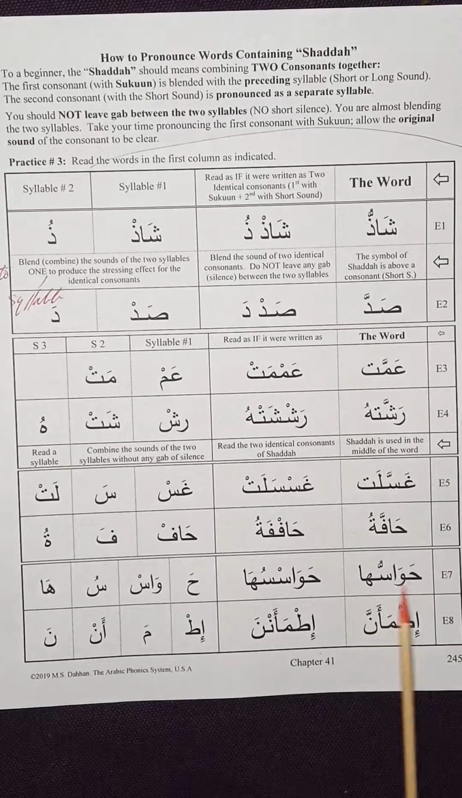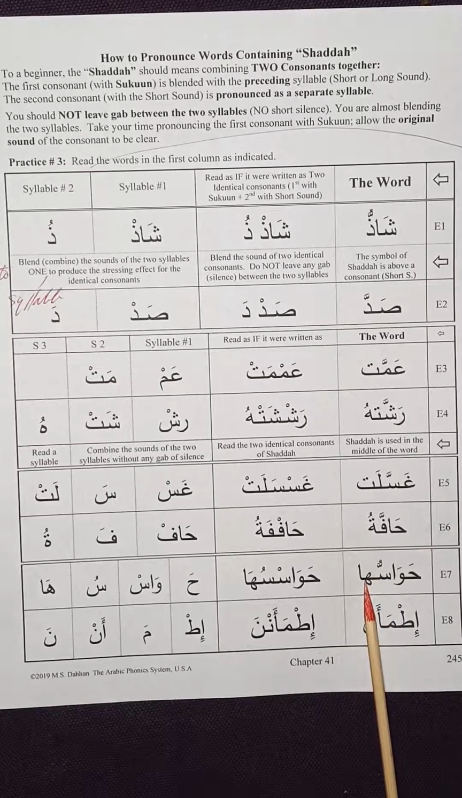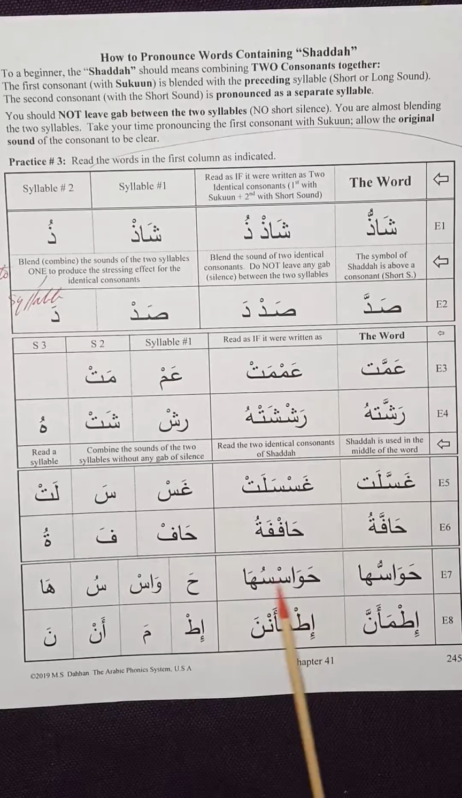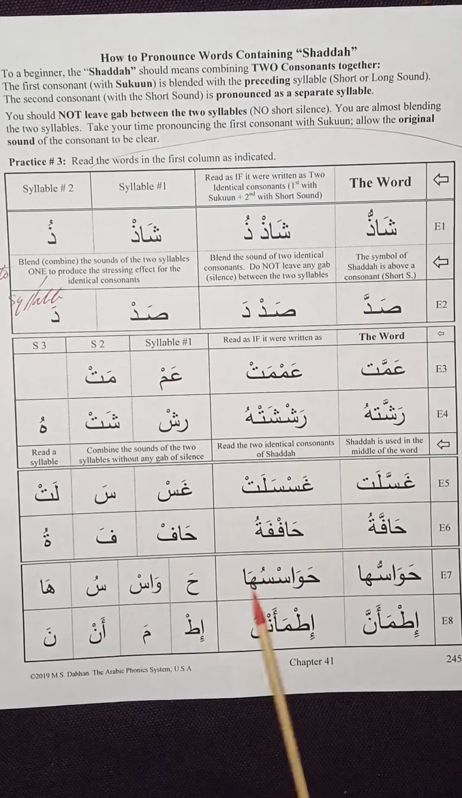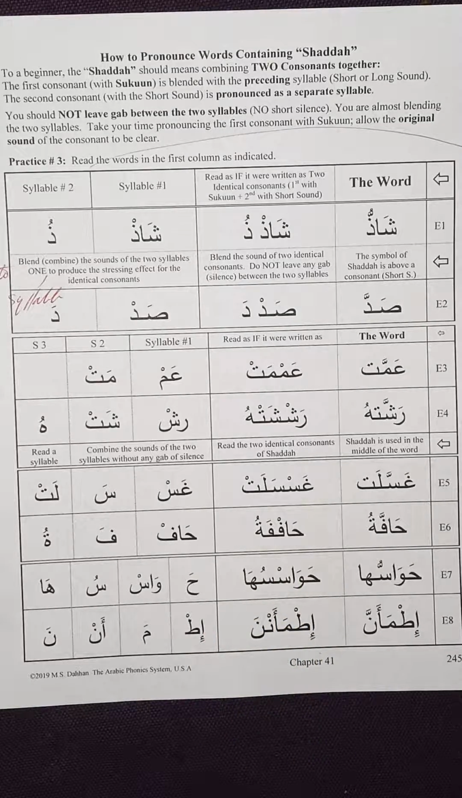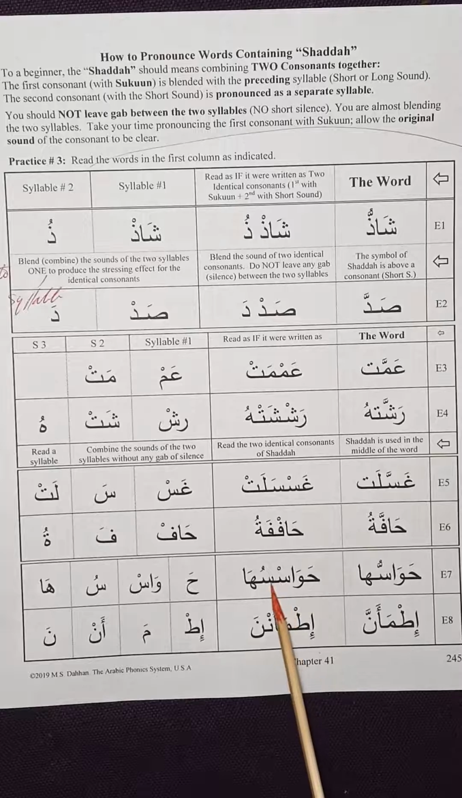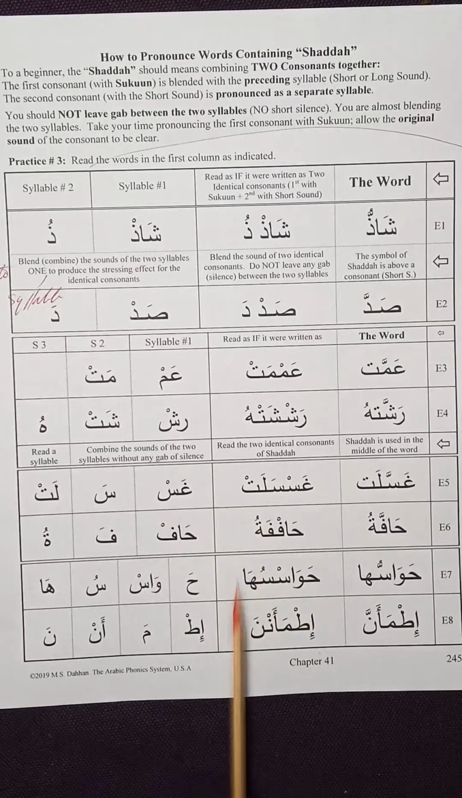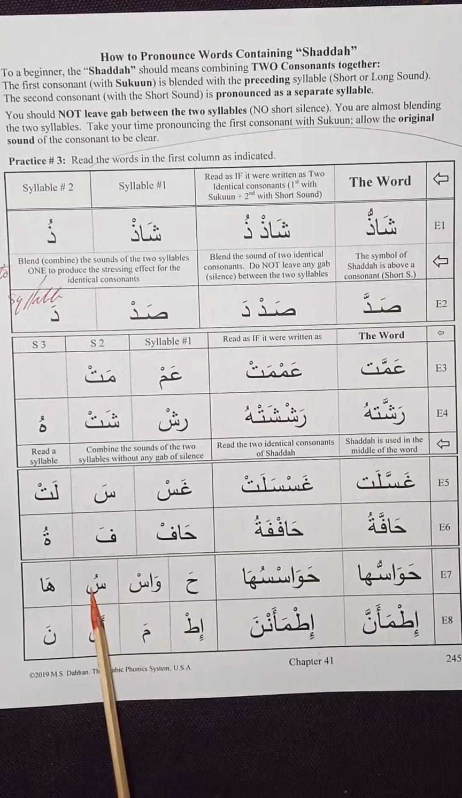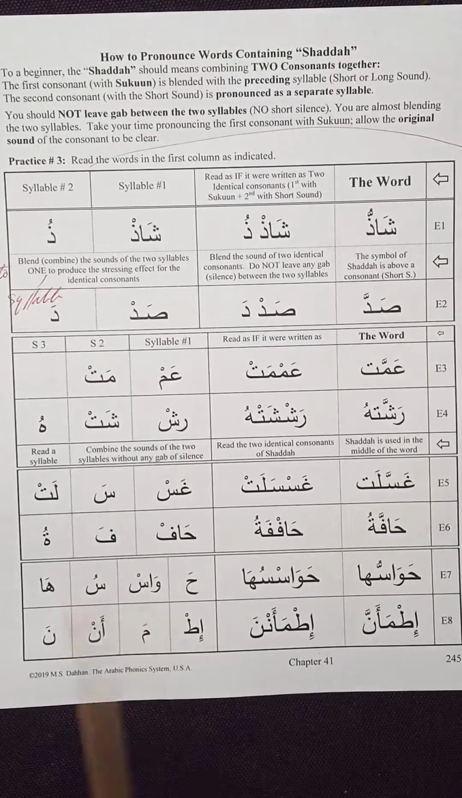Hawasu. Hawasuha. Hawasu. You remember when I said the one with the sukoon? Take your time, don't rush it. If you see me rushing it, I made a mistake. Hawasu. That's the syllable. We combine these two. Hawasu. We keep going, no space between them.